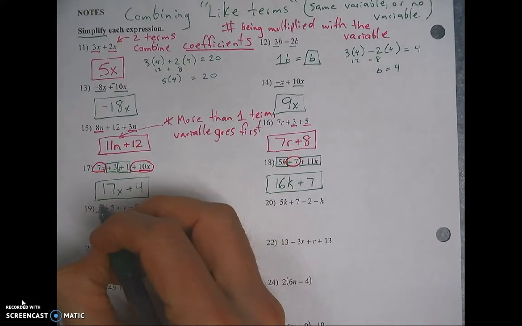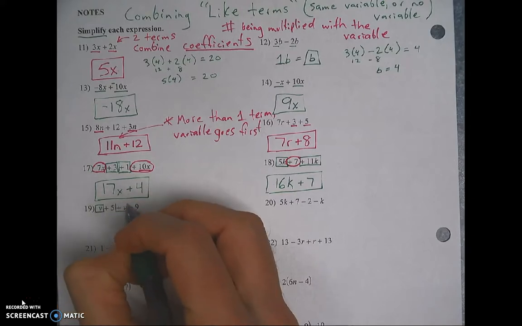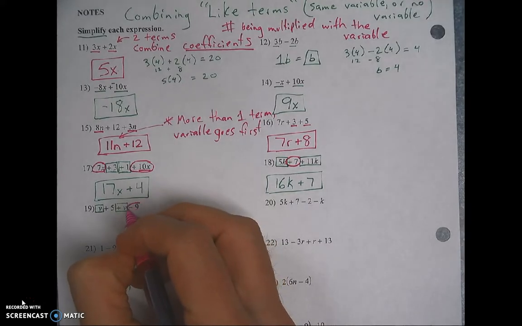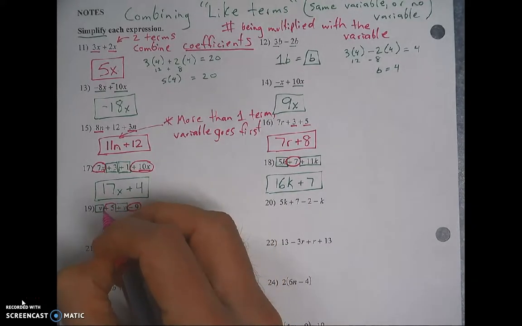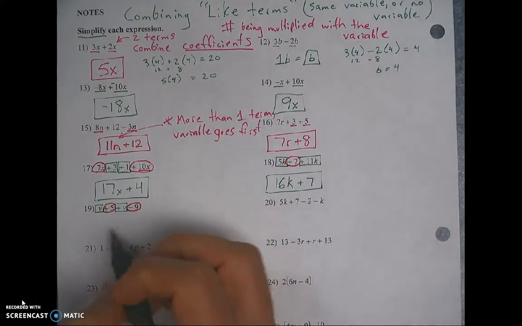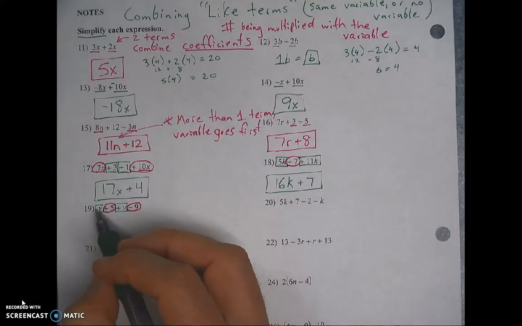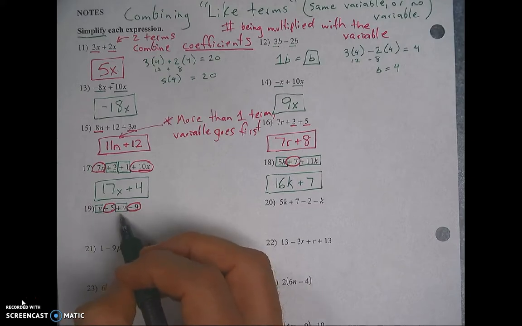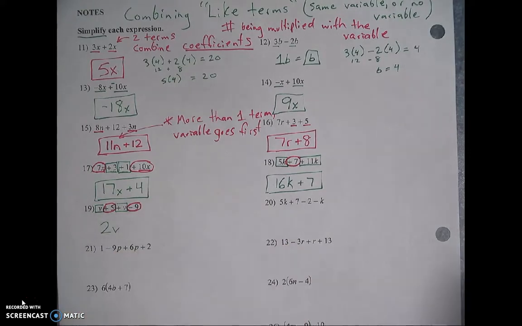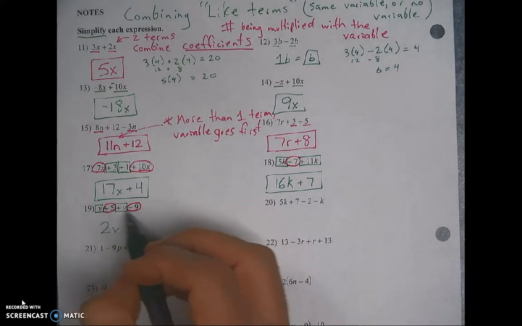Practice putting your boxes around the v and the other v, putting circles around the plus 5 and the minus 9. That's important. Let's start with the v's though. So when we combine the v's, we need to know this is a 1v. It's not written, but there's a 1 and a 1. The coefficients are 1 and 1. So if I combine them, 1 plus 1 is a 2v.